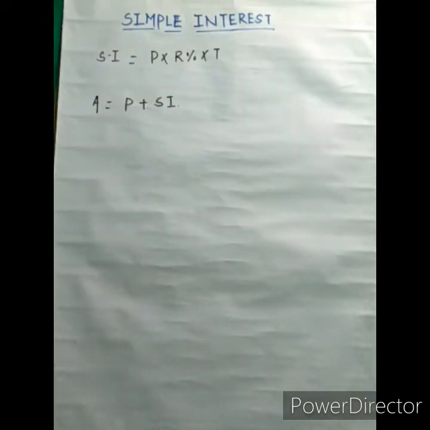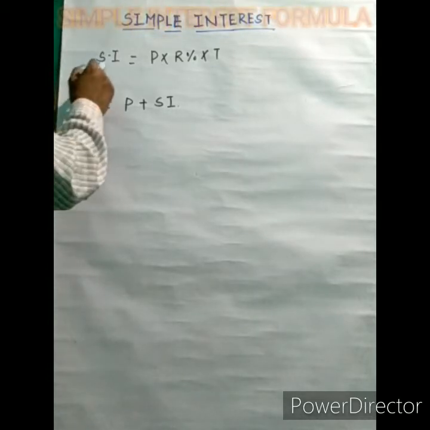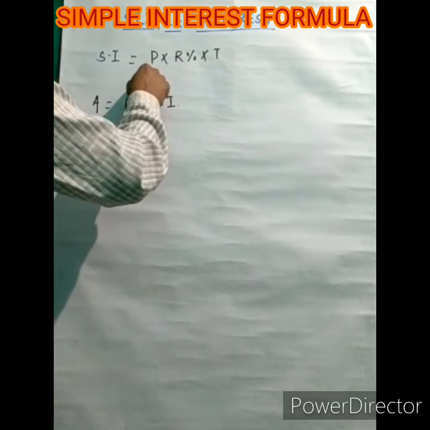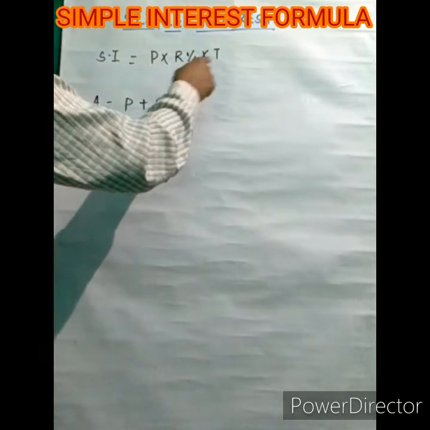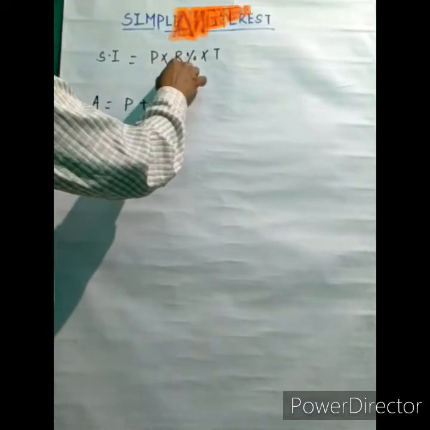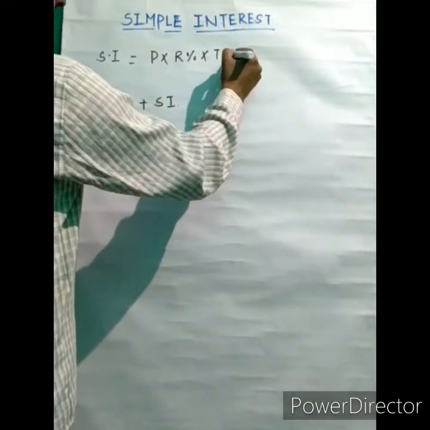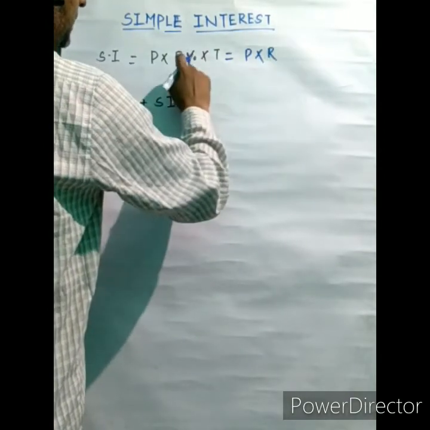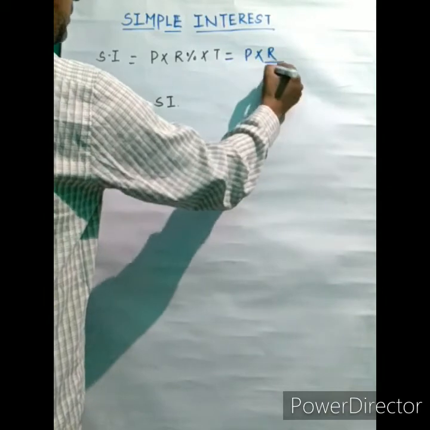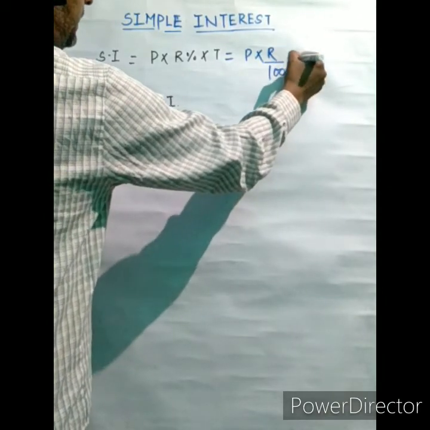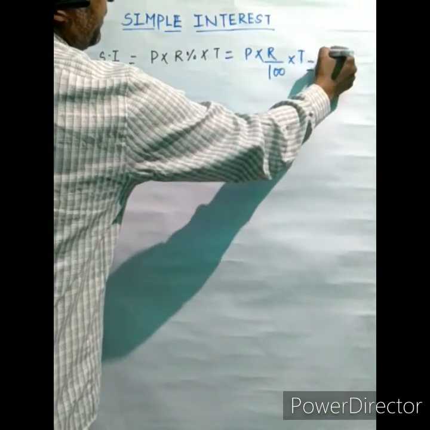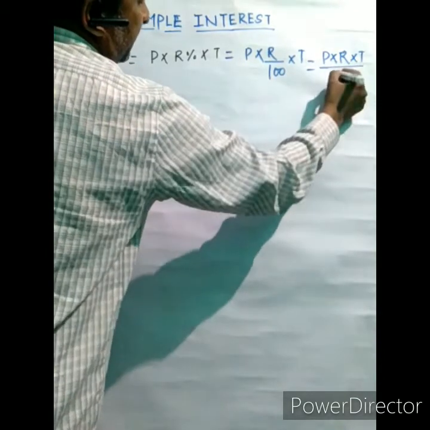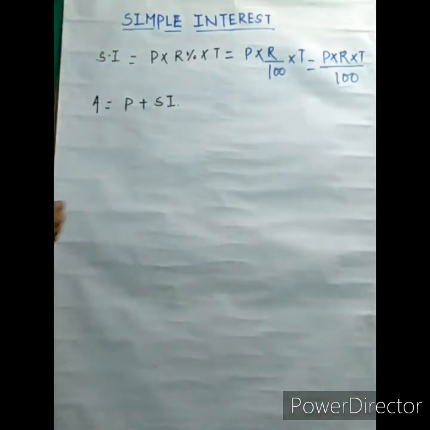Here you can see the formula for SI. SI means simple interest. The simple interest formula is principal multiplied by rate of interest multiplied by time, P into R percent into T. We can write this formula as P into R, because it is a percentage, so we can remove the percent sign and keep 100 below, into T. So it becomes P into R into T over 100. This is the formula for simple interest.